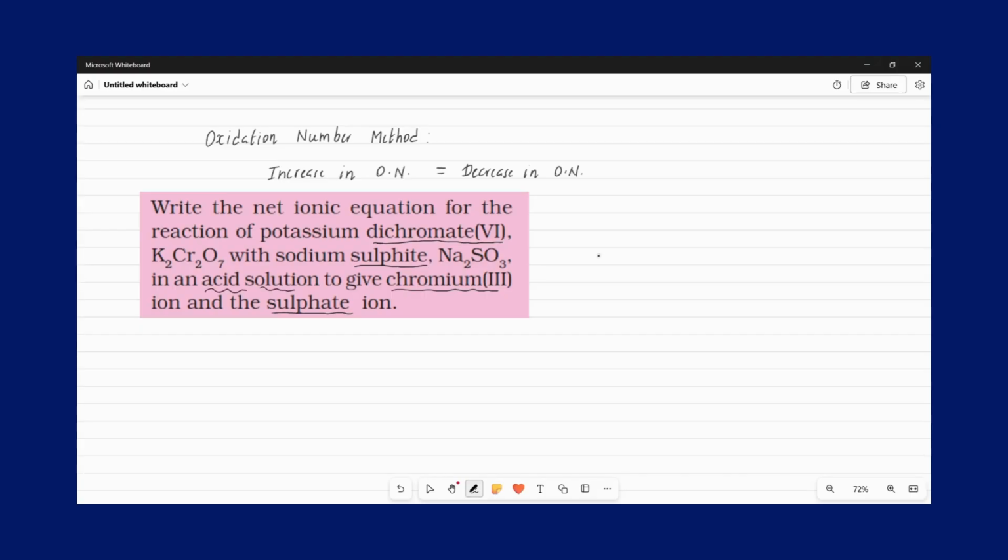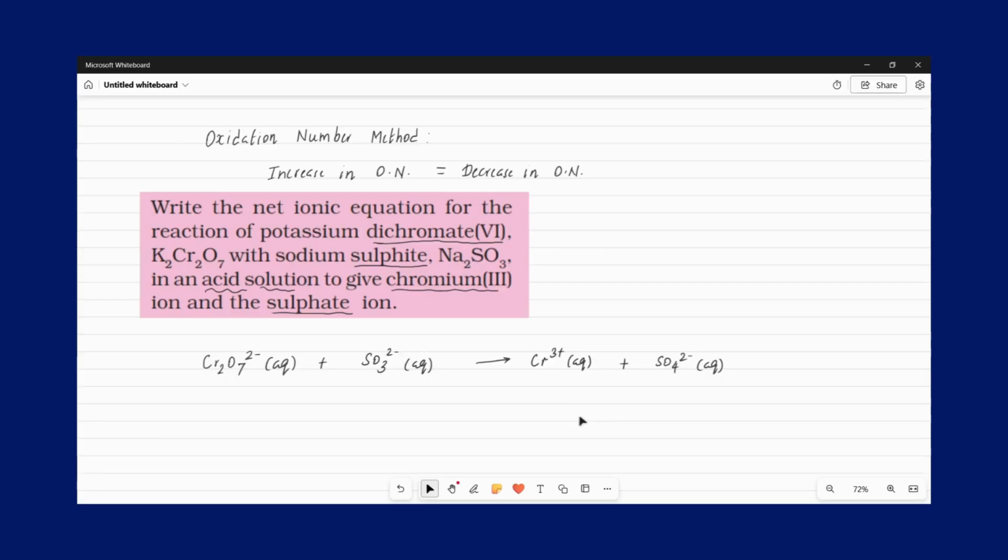So let us first write the basic skeletal ionic equation. Cr2O7 2 minus aqueous and SO3 2 minus aqueous gives Cr3 plus aqueous plus SO4 2 minus aqueous.